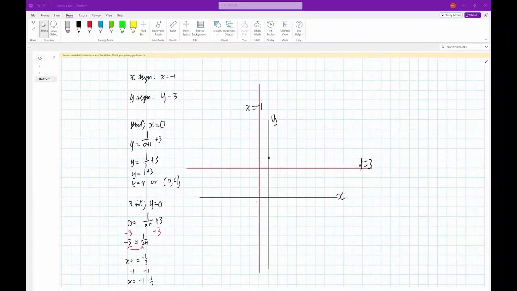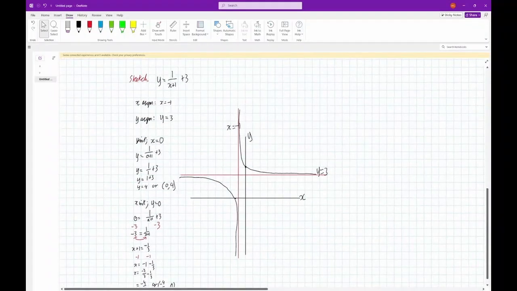So that's going to be, well, if this is -1, -4 thirds would be -1 1/3. So let's say that's about there. And we can then draw our hyperbola. So, and that is how we draw a hyperbola. Great!